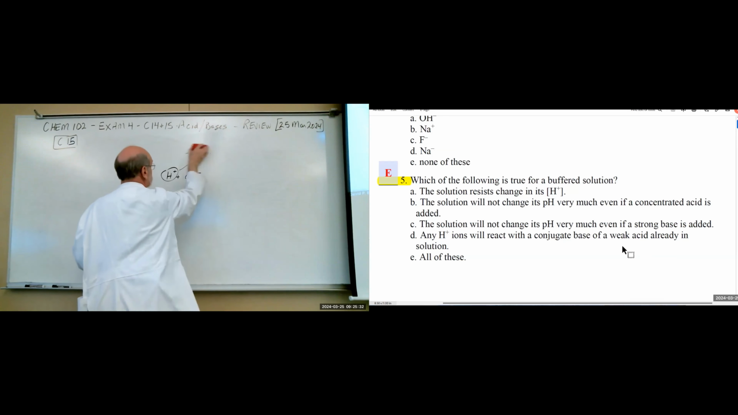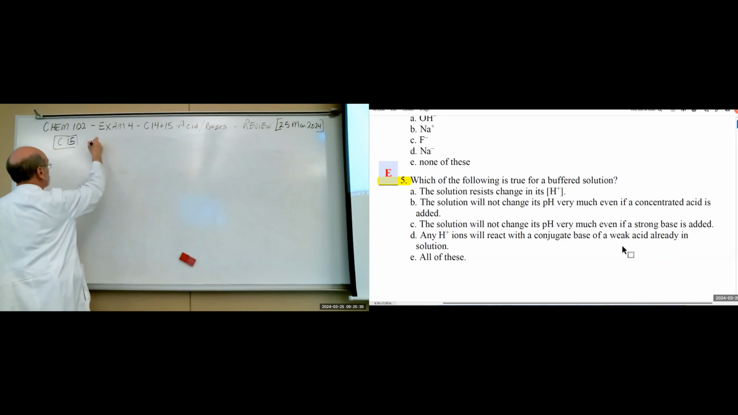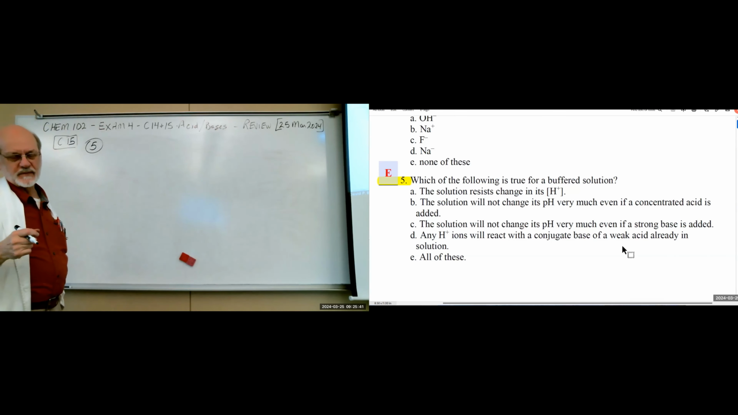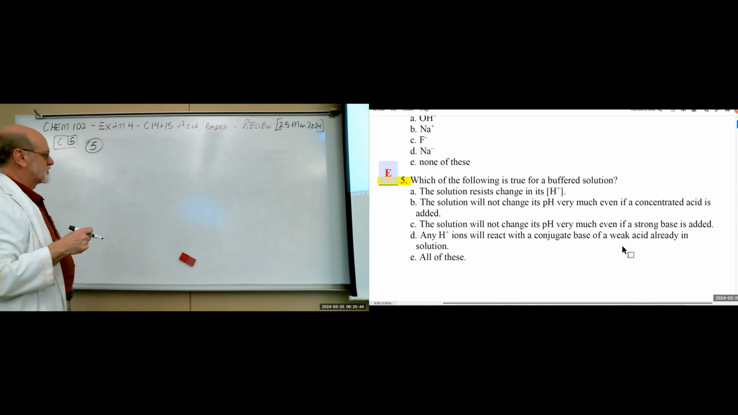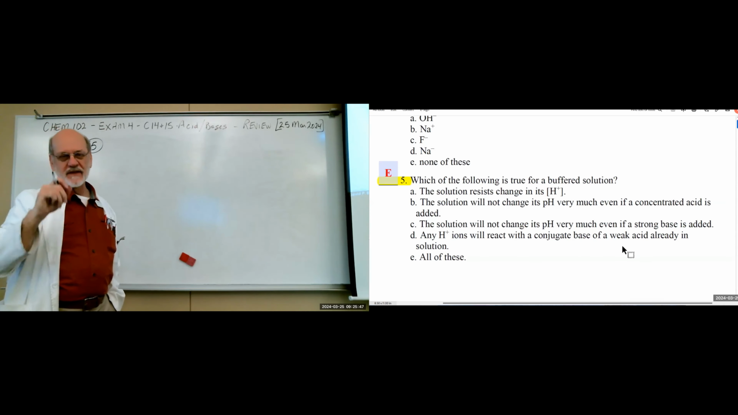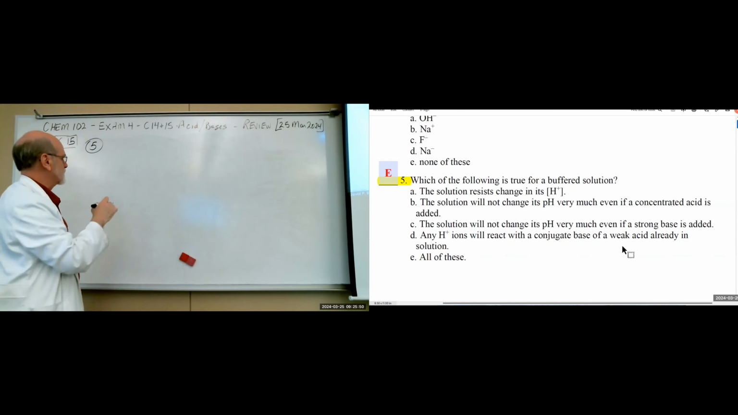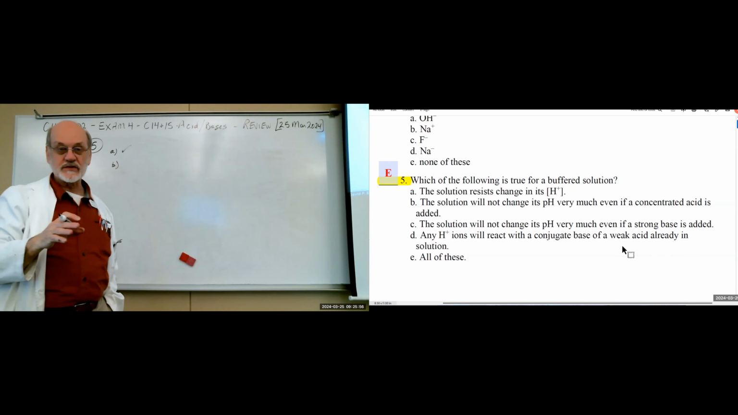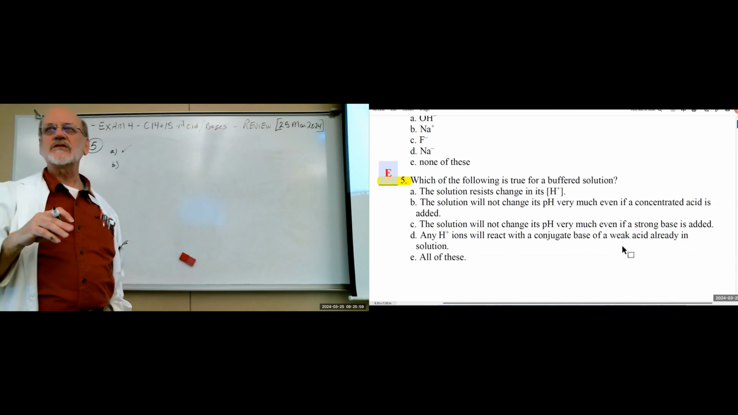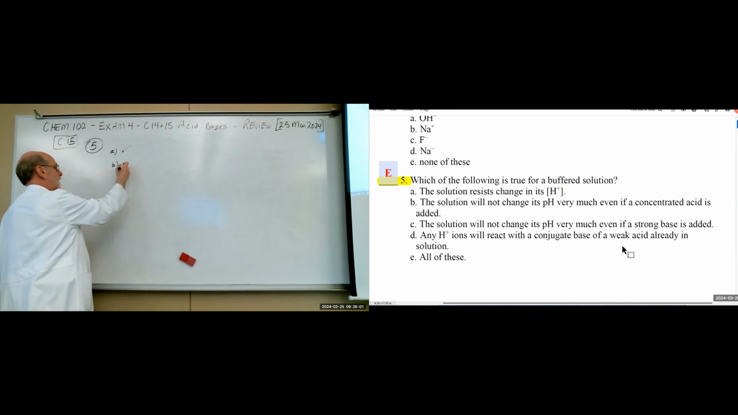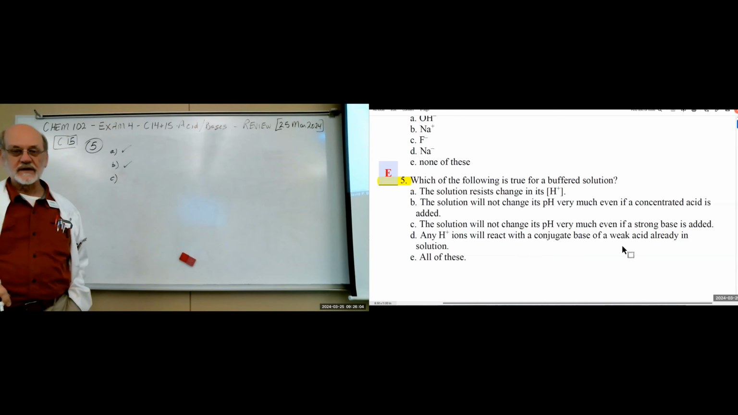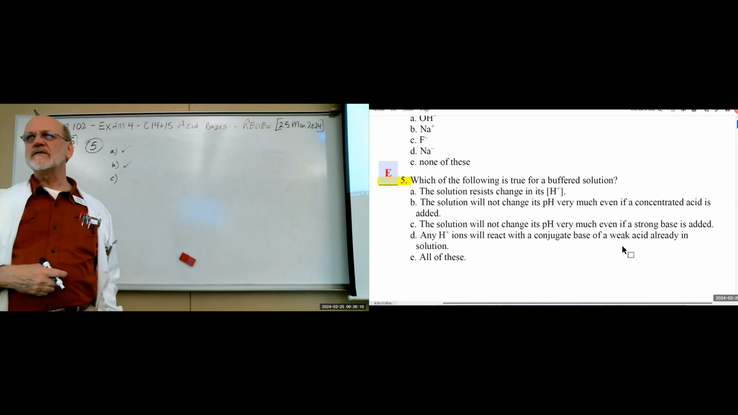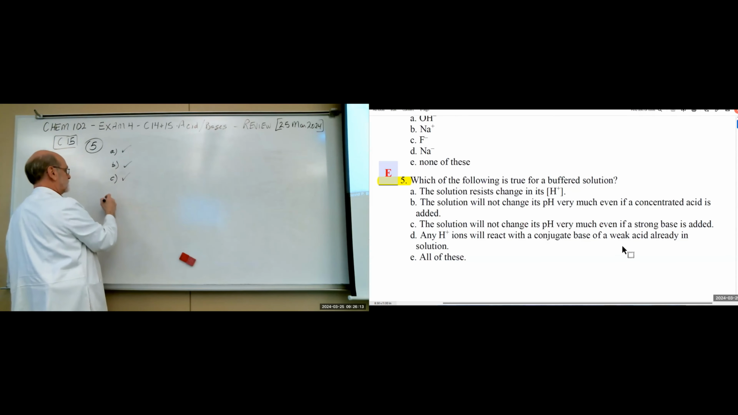All right, we've got five coming up. Which of the following is true for a buffered solution? Well, this is kind of on the same lines as 4. The solution resists change in hydrogen ion concentration. Now, is that true? Yep. It doesn't prevent change, it resists change. The solution will not change its pH very much, even if concentrated acid is added. Yep, that's true. That's the nature of a buffer solution. C, the solution will not change its pH very much, even if a strong base is added. That's also true.